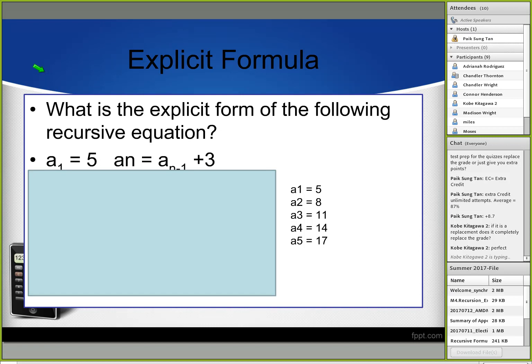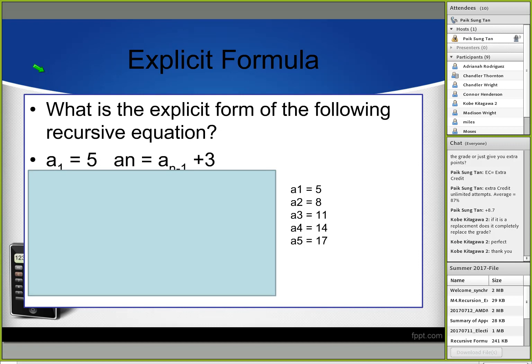Okay, all right. So I see more students coming in. Students who just joined, make sure you download the PowerPoint at the bottom part of the chat box, the summer 2017 file. The third one from the bottom is the PowerPoint for this. So let's get going. Let's look at these questions.